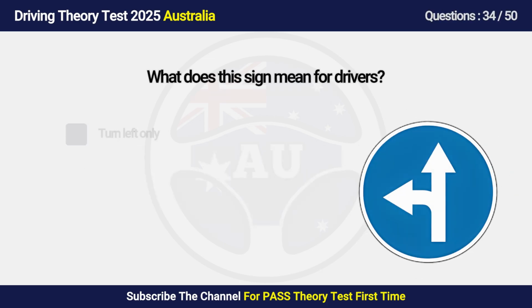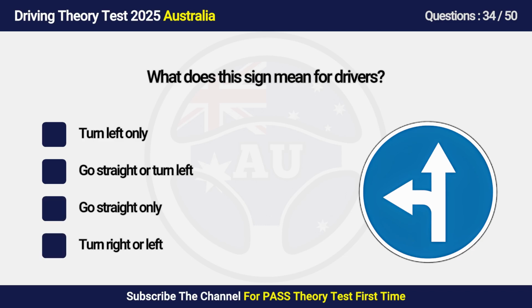Question 34. What does this sign mean for drivers? A. Turn left only. B. Go straight or turn left. C. Go straight only. D. Turn right or left.